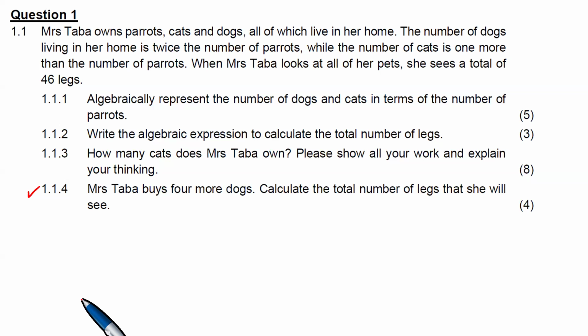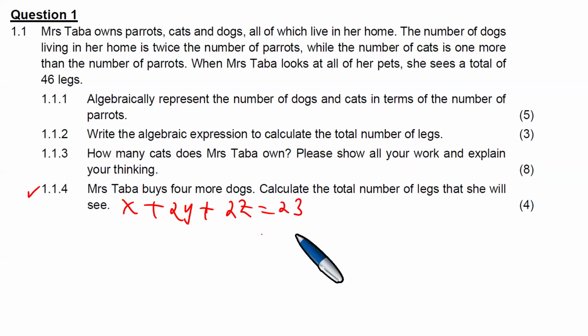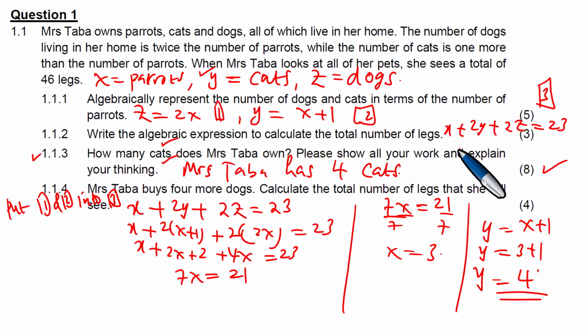In other words, you need to remember that this is x plus 2y plus 2z equals 23. That is for the legs, for the number of legs. That's what we got. It was x plus 2y plus 2z equals 23.